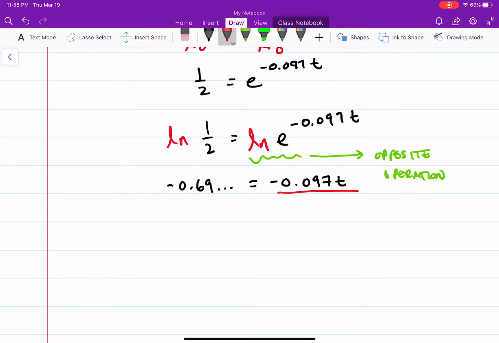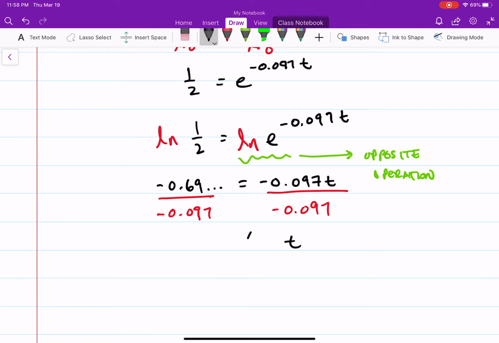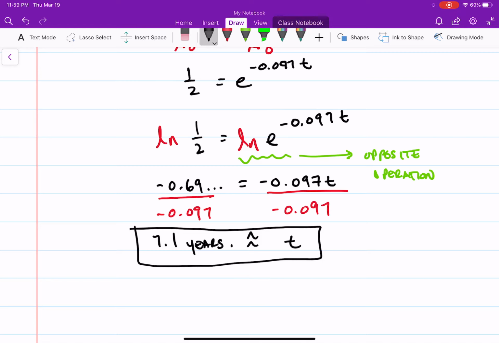So then I can just divide by negative 0.097. All right. So therefore my time is going to be, let me see, take that divided by negative 0.097. So it's going to be approximately 7 years. Okay, so therefore there is my answer. Or actually, better yet, let's do it this way, is approximately 7.1 years. Okay, because I believe the direction does say round to 1 decimal place.